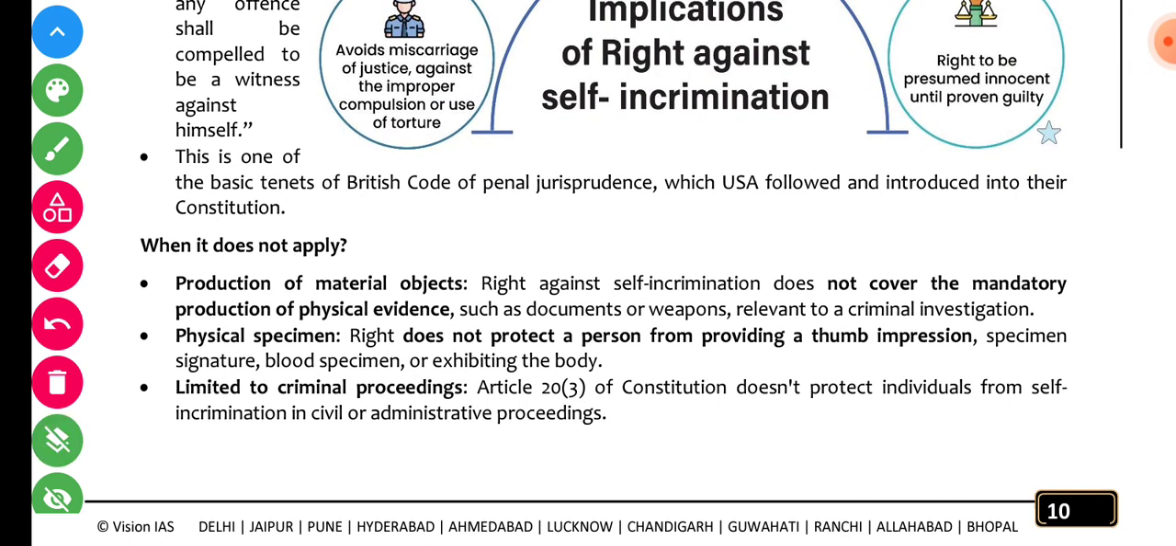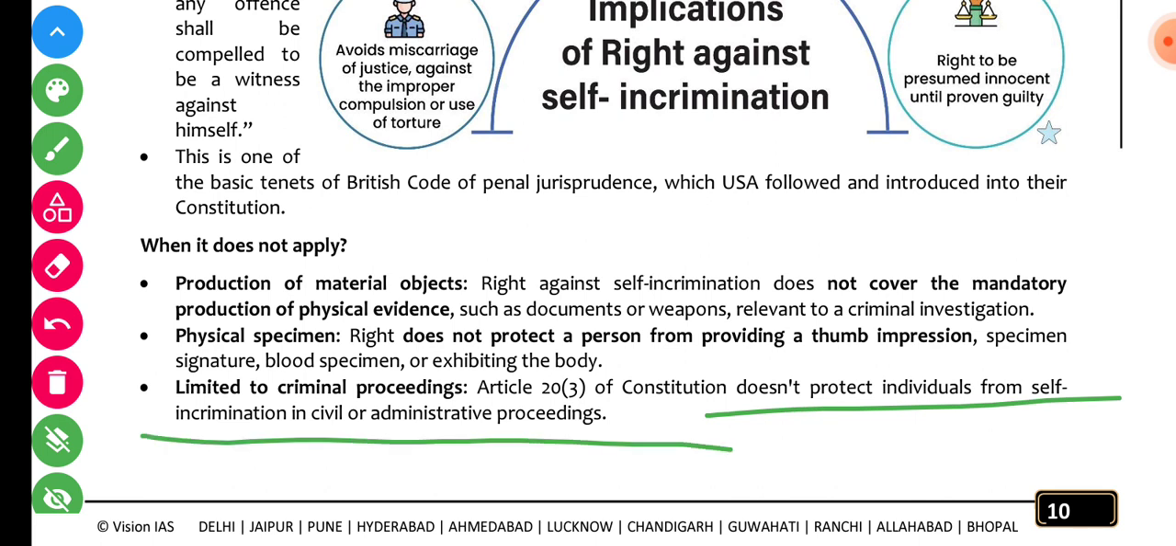And what does not apply to the right against self-incrimination? The production of material objects. Here the right against self-incrimination is not applied. It does not cover the mandatory production of physical evidence such as documents or weapons relevant to a criminal investigation. Physical specimens: the right does not protect a person from providing a thumb impression, specimen signature, blood specimen, or exhibiting the body. It is also limited to criminal proceedings. Article 20 Clause 3 of the Constitution does not protect individuals from self-incrimination in civil or administrative proceedings.